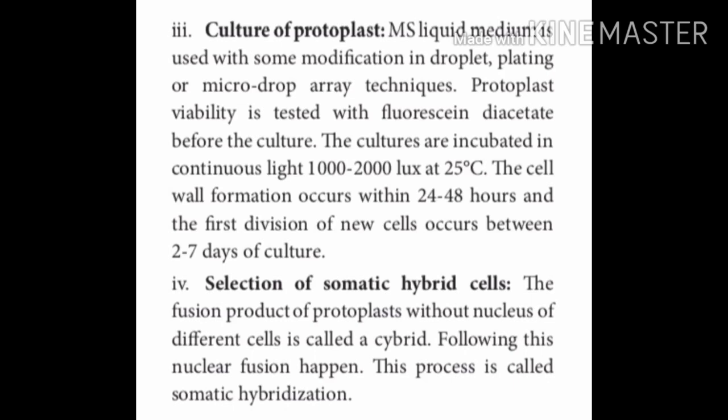This is known as the somatic hybridization or hybrid formation. So the entire process has ended. Let's revise what happens in the protoplast fusion one more time.